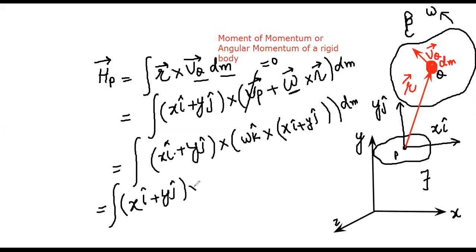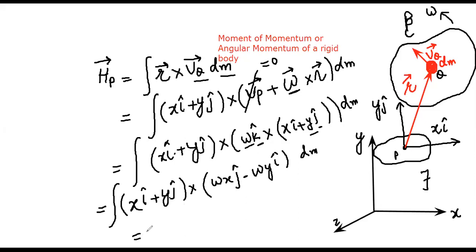cross product with omega x, that is omega x, then we have k cross i equal to j cap, so I will write this as j cap. Then I have omega multiplied by y, that is omega y, and we have k cross j. K cross j is minus i, so it will be minus i cap. This is fine, and we have dm.